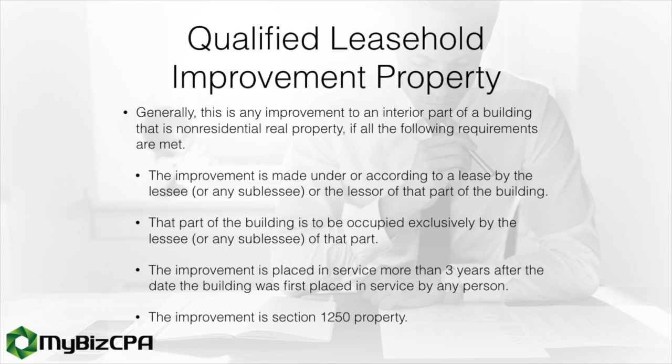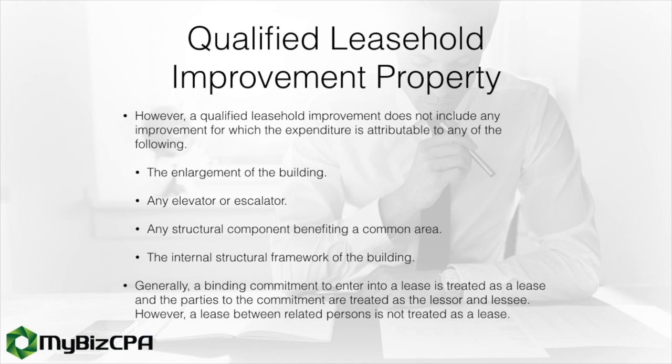with leasehold improvements. While a leasehold improvement may fulfill the requirements we've reviewed, Section 179 excludes certain improvements from first-year recovery. This includes enlargements to a building, any elevator or escalator, any structural component benefiting the common area, or the internal structure framework of the building. Additionally, if the lease contract is between related parties, then the improvement would not qualify for special treatment.